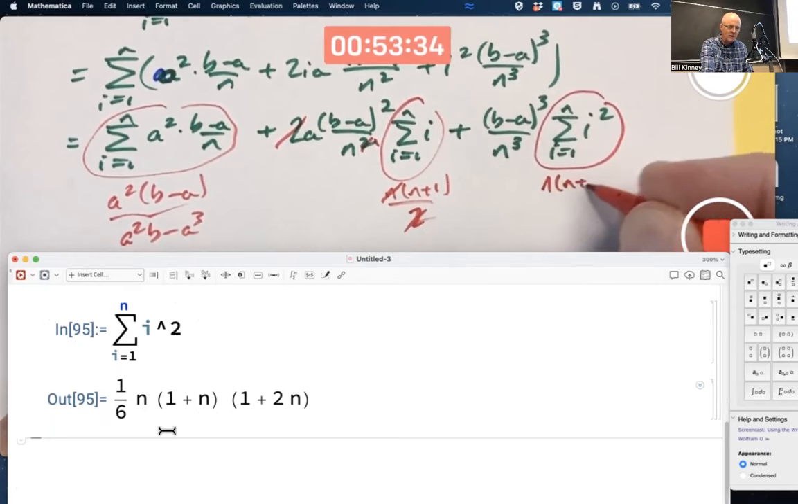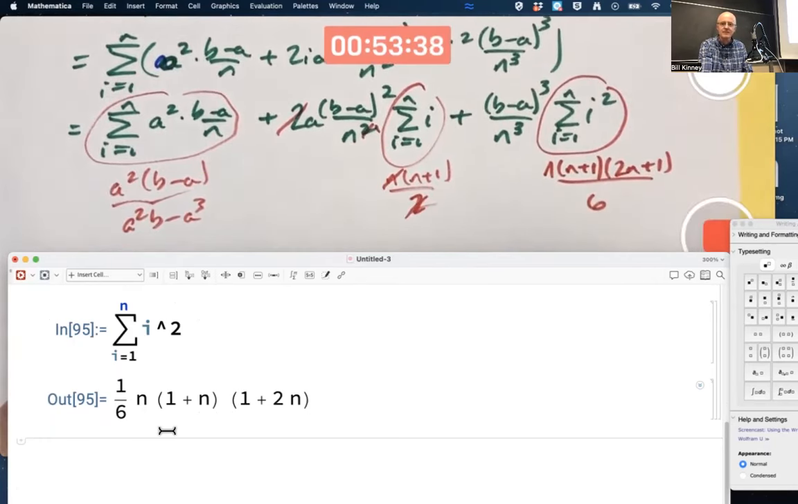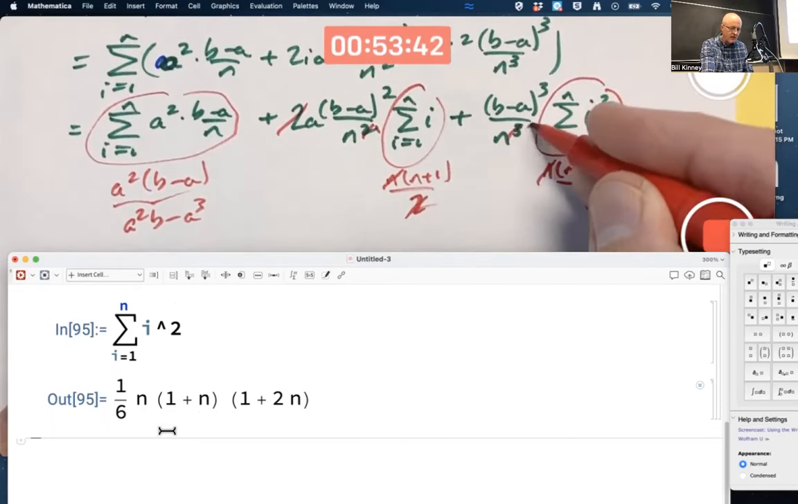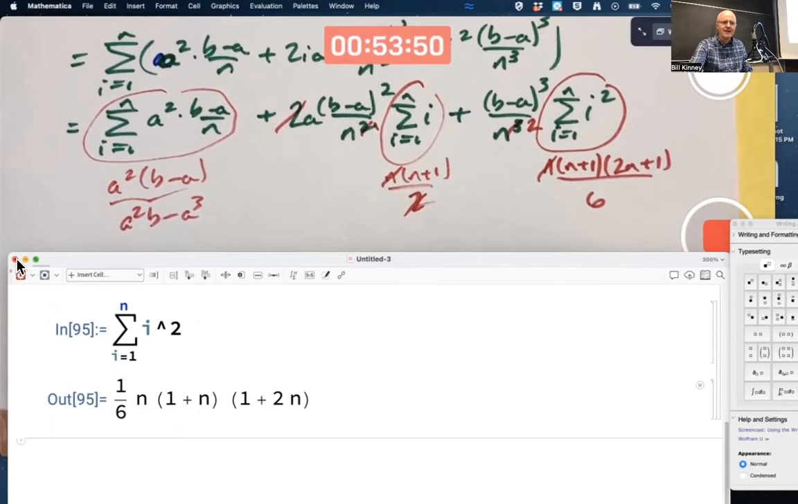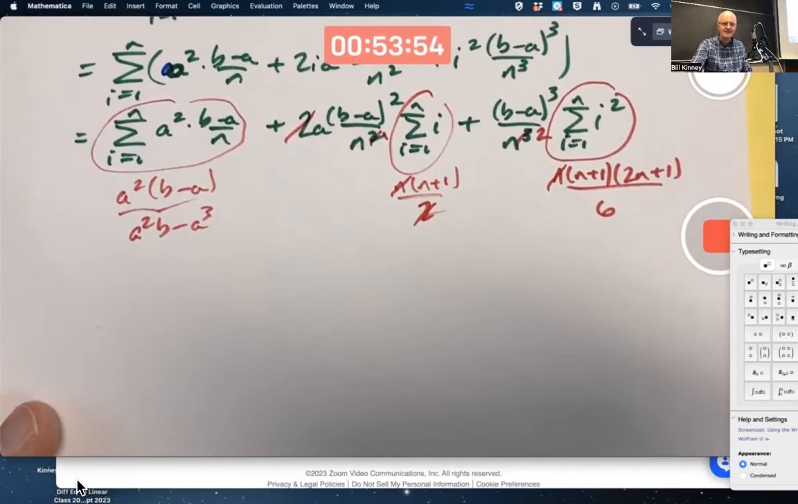n times n plus 1 times 2n plus 1 over 6 is what it equals. Do get a little bit of cancellation. This n cancels with one of those. We're making progress. I think we're getting close. We're almost ready to let n go to infinity here, I think.